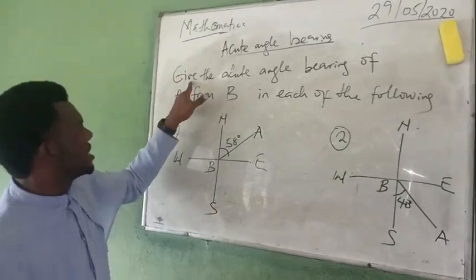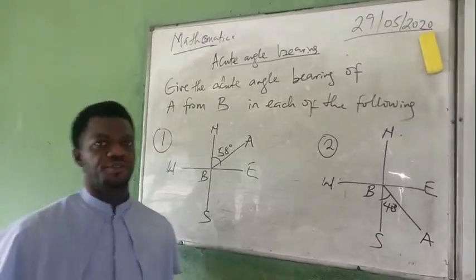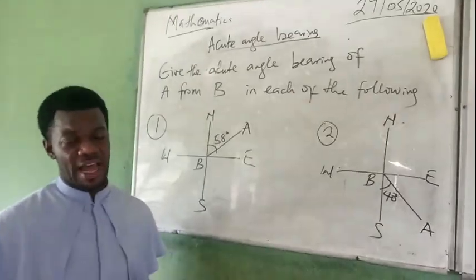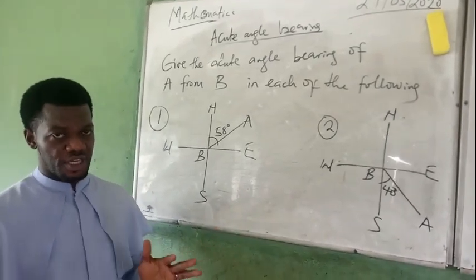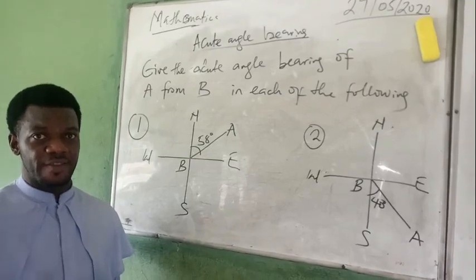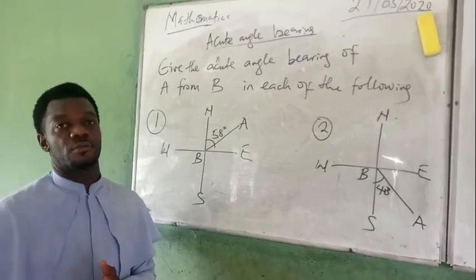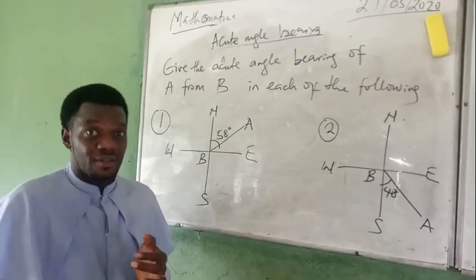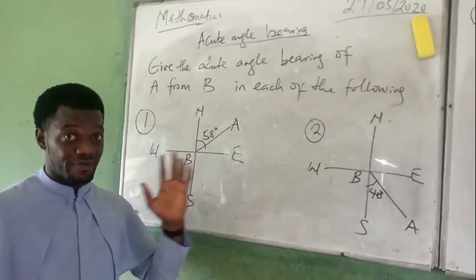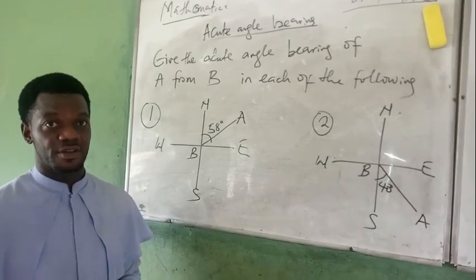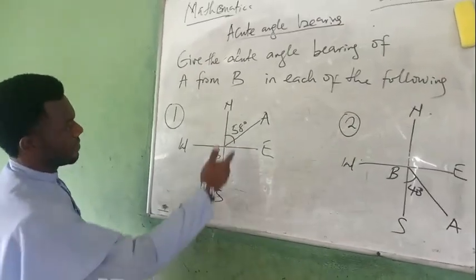The question says, give the acute angle bearing of A from B in each of the following. Just as I have explained before, you always know that acute angle bearing is calculated from the north and from the south, irrespective of the angle. So it's either from the north or from the south, depending on the direction that it falls. Now, looking at example number one, you have 58.